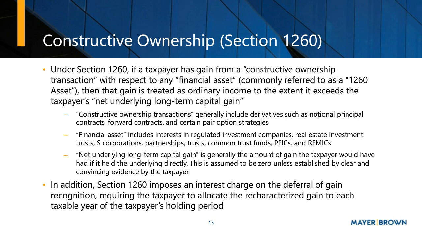The burden of proof is put on the taxpayer because the net underlying long-term capital gain is presumed to be zero unless established by clear and convincing evidence of the taxpayer of being something else.